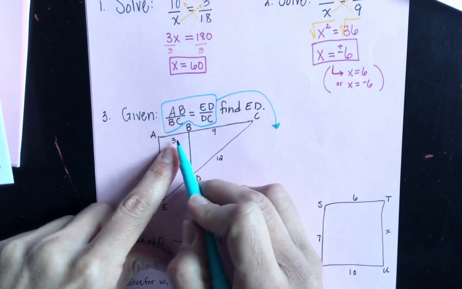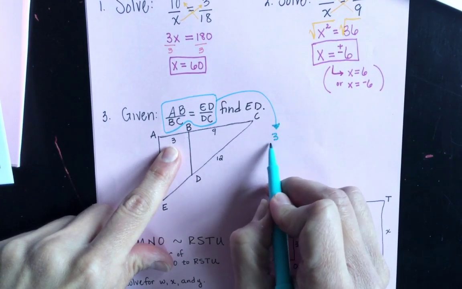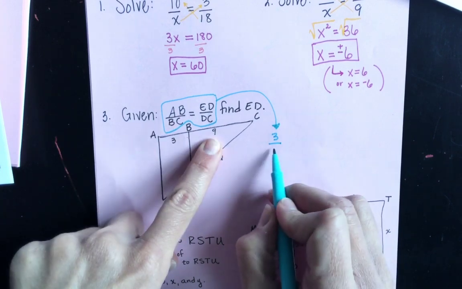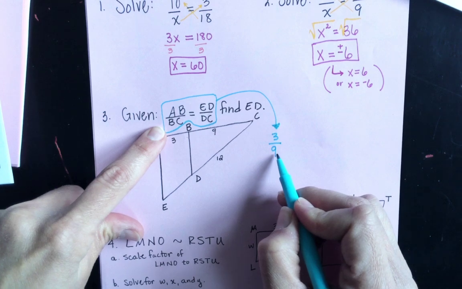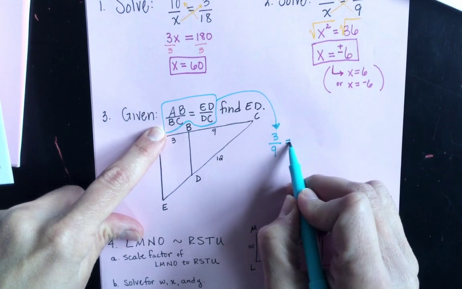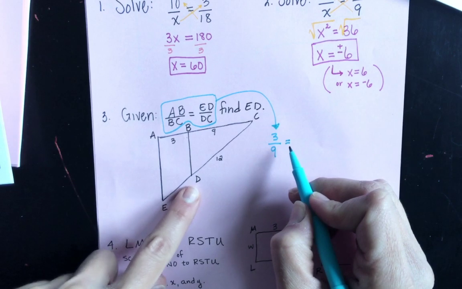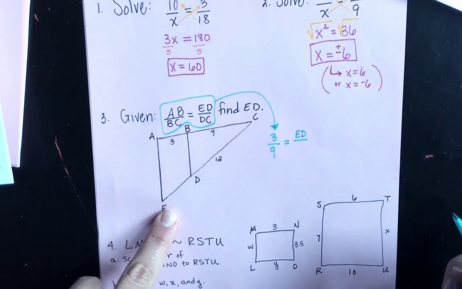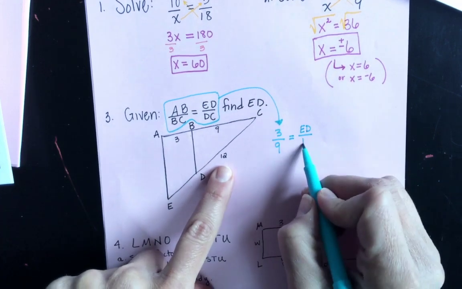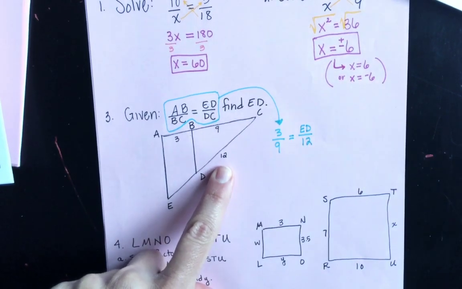So the length of AB is going to be 3. The length of BC is 9, so there's AB over BC. We put our equal sign, then it says the length of ED. Well, there's nothing here for the length of ED, so we're just going to leave it as ED. And the length of DC is 12.